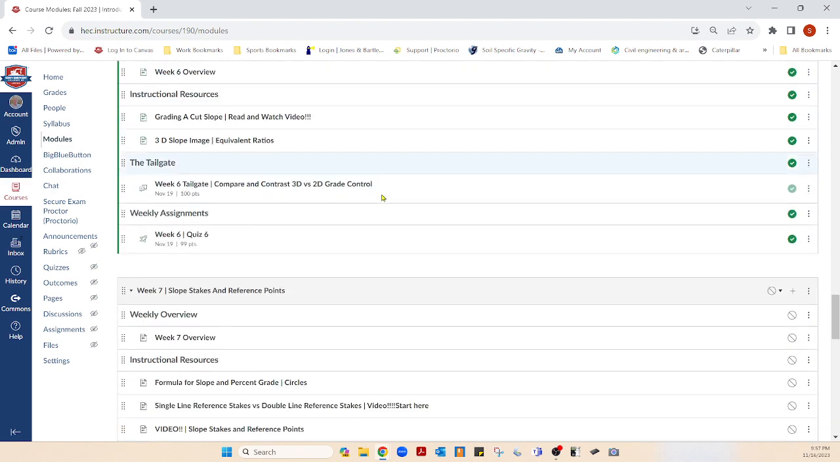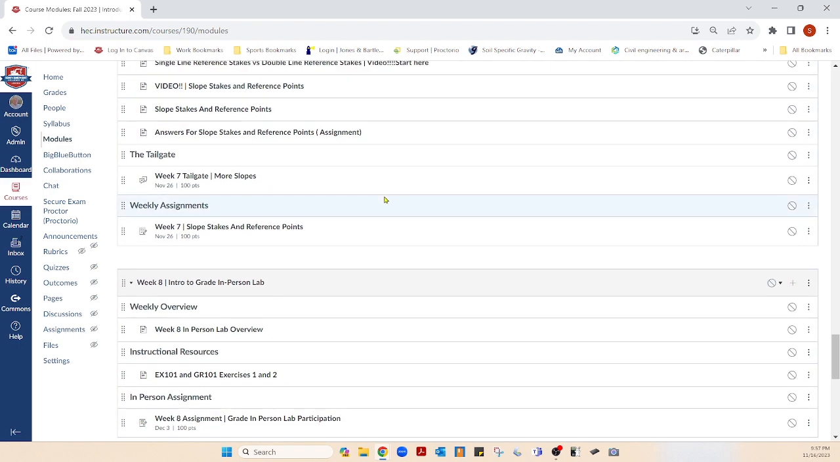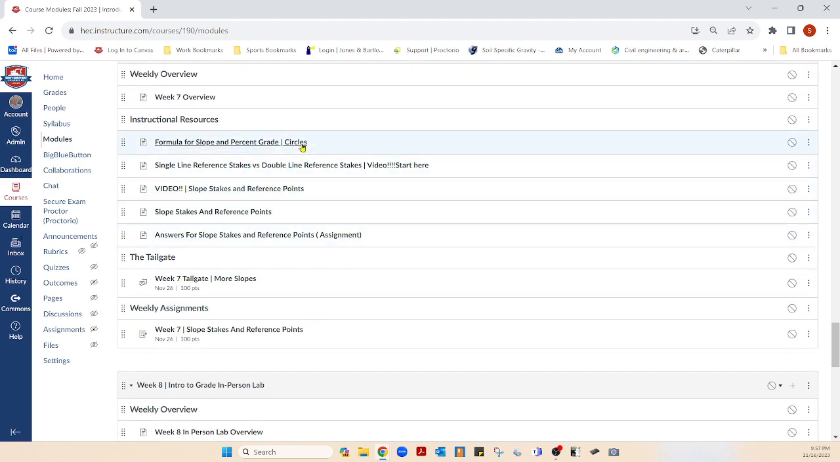So we're in week 7. Thank you. So again, this is what I would look at first. This little silly thing, formulas for slope and percent grades, because as you recall, we went over a lot of the slope thing. This is the 2 circles I showed you. I hope you wrote that down. If you didn't, click on that and draw your own.